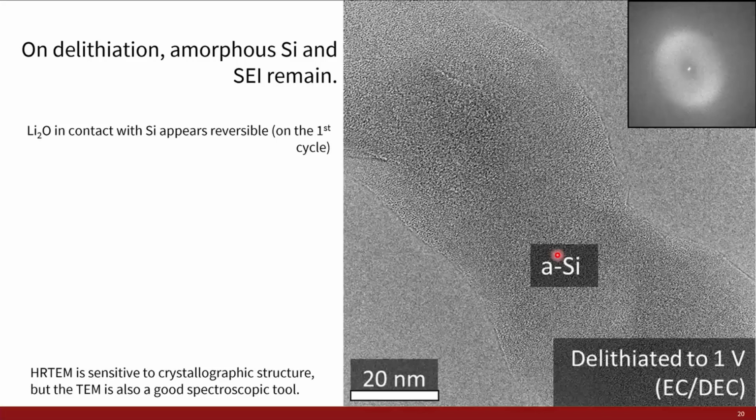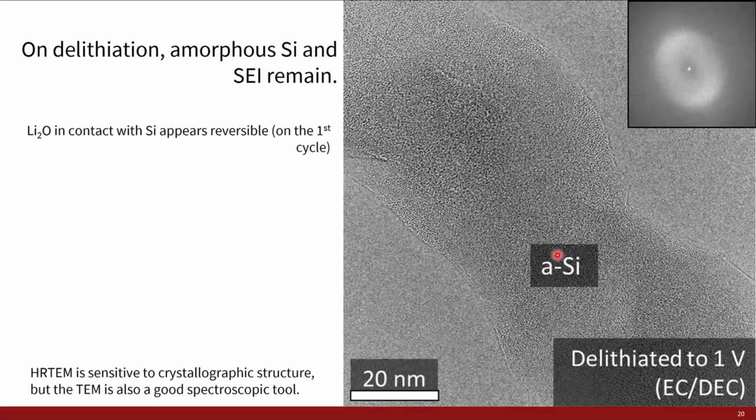Looking at the SEI, we can see that there isn't really any crystalline structures within the SEI. That lithium oxide layer in the SEI is actually gone now, which suggests that lithium oxide in contact with silicon is reversible, at least on the first cycle. And that is quite surprising and starts to suggest a very dynamic behavior of this SEI layer on silicon. Now, of course, in this image, we can see those two main observations, but because, as I mentioned earlier, this high-resolution TEM analysis is mainly sensitive to crystallinity, we're not really getting all that much information from this image alone.